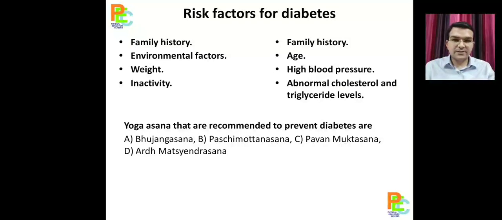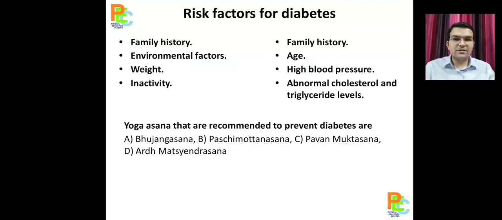These are the risk factors, or the reasons, for diabetes. First is family history. If parents are diabetic, there are very high chances that the child will also be diabetic. Second is environmental factors. The environment also plays a very big role in this. Third is weight. If an individual is obese or overweight, they are at high risk. Then there is inactivity. Not doing exercises or physical activities and living a sedentary lifestyle is also a risk factor for diabetes.